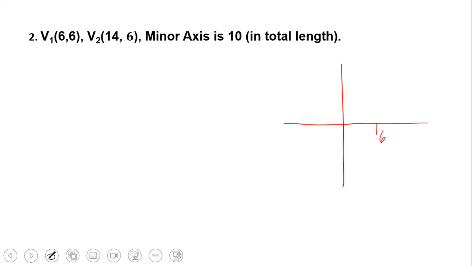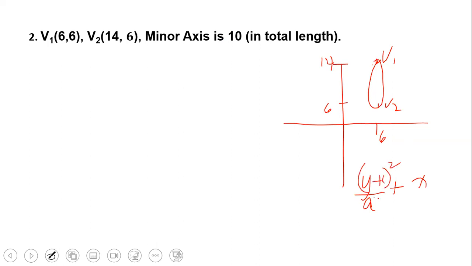Here is the point (6, 6), and (6, 14). So here is vertex 1, and here is vertex 2. We know this is an example of a vertical major axis. So the first term is y squared over something, plus x squared over something. Don't forget our h and k: (y minus k) quantity squared over a squared, plus (x minus h) quantity squared over b squared, is equal to 1.